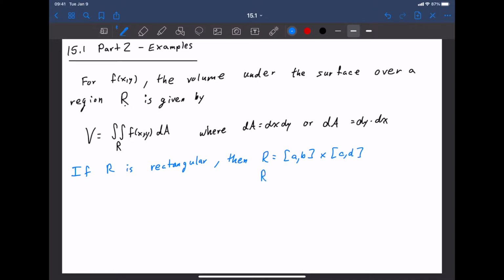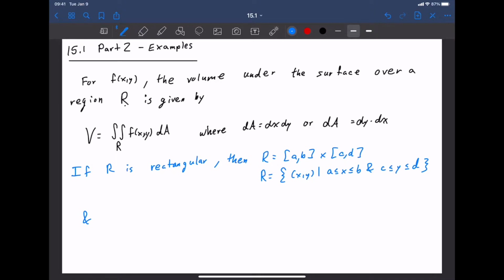Or we could write it in our set builder notation. It's all of the points x, y, such that x is between a and b, and y is between c and d. That's literally what a rectangle would be. We're bounding the x by constants, we're bounding the y by constants.